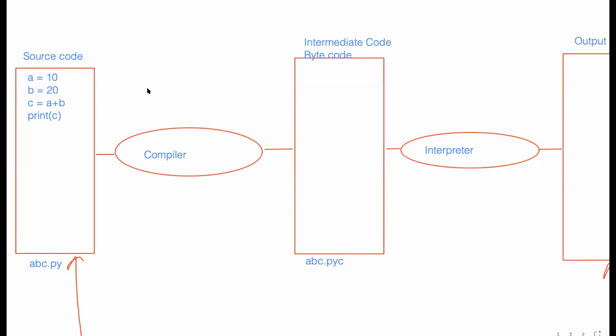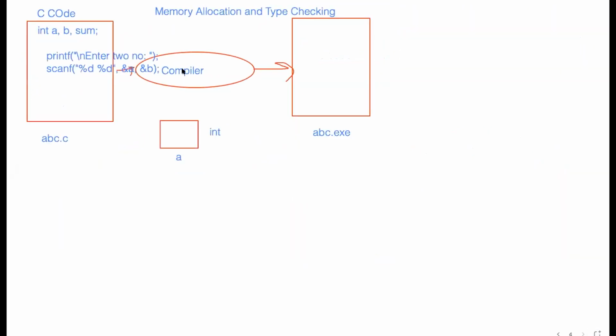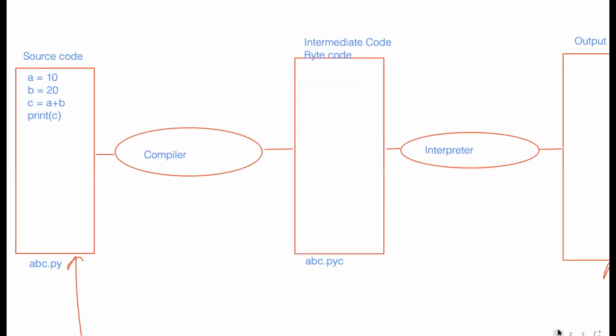See, if you look at the example of C, all these things are done by the compiler itself. But what was the problem we discussed? C is not platform independent. C does all that task, compilation, memory allocation, type checking, all of it at the compilation stage. But C is not platform independent, whereas Python is platform independent.